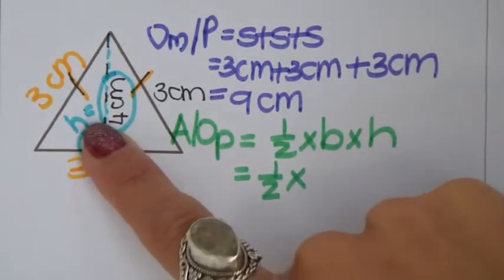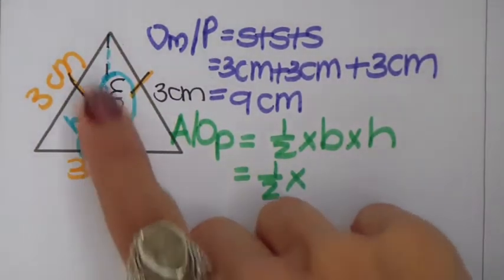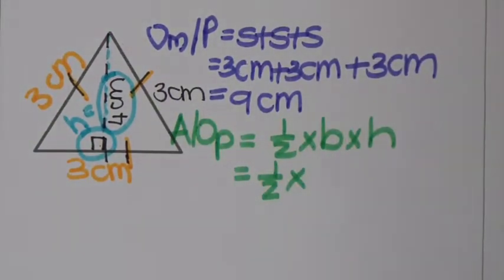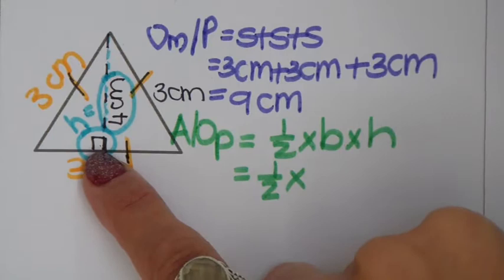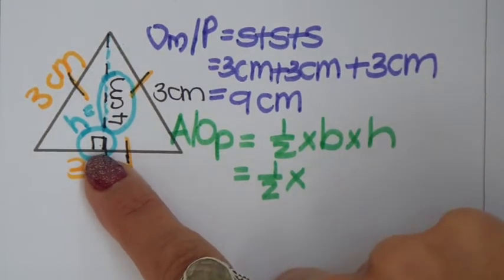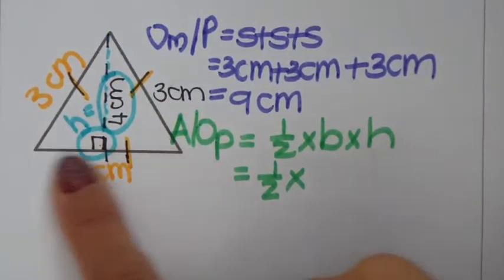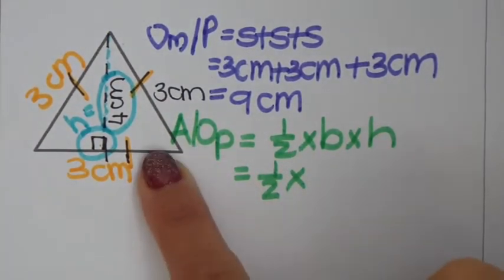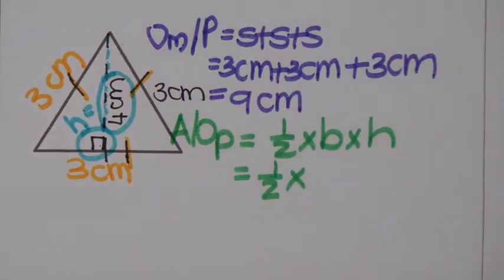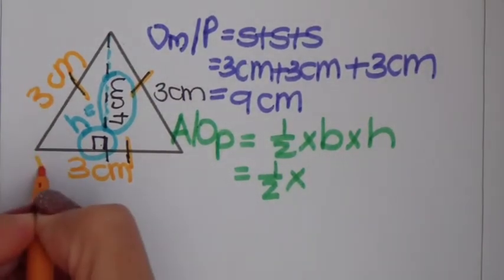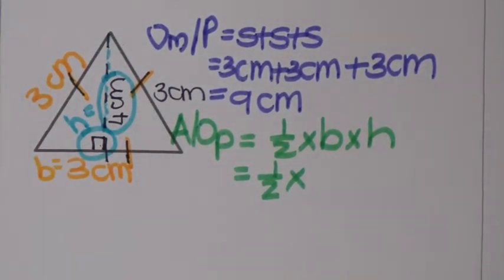Ek kan sien die hoogte is 4 centimeter. Lowest point to highest point. Fine. But what is the base? Wat is die basis? Look for the 90-degree angle. What is the side of the triangle that forms a 90-degree angle with a height? It's this one. It's this bottom one. That is the base. So I'm going to say base is equal to 3 centimeters.